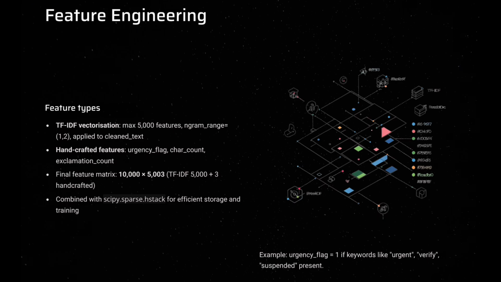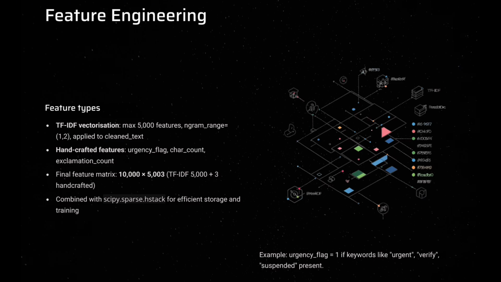The second component is our 3 handcrafted features. The urgency flag is a binary signal. It equals 1 if the email contains any of our urgency keywords: urgent, verify, suspended, action required, security alert, or unauthorized. The character count captures the overall length of the email, and the exclamation count captures punctuation density. Phishing emails tend to use exclamation marks aggressively to create emotional pressure.